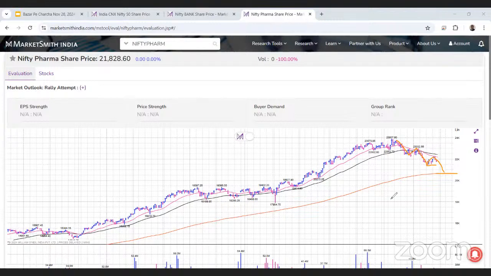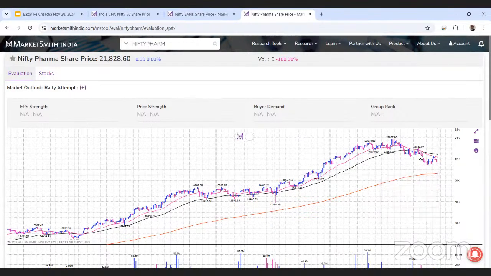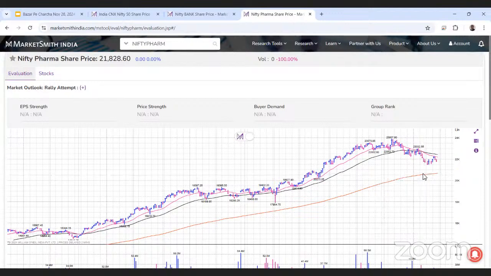Then there may be the 200 DMA. Currently the 200 DMA is placed in this 20,600 to 20,700 zone. So suppose this ongoing trend remains in continuation, and we are expecting that the continuation of the downside trend will be quite high in this pharma index. So we can expect a fall up to the 200 DMA, around the 20,600 zone, in the coming days, in the coming week or couple of weeks in this pharma index.